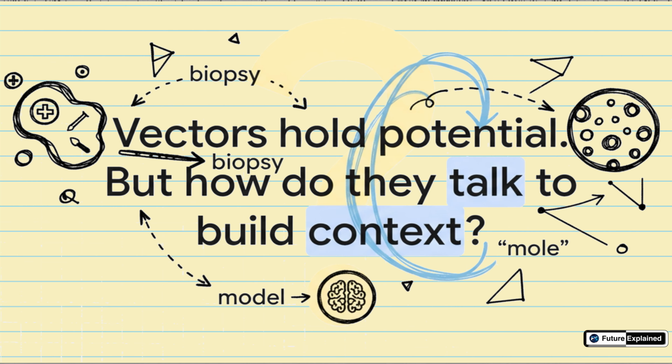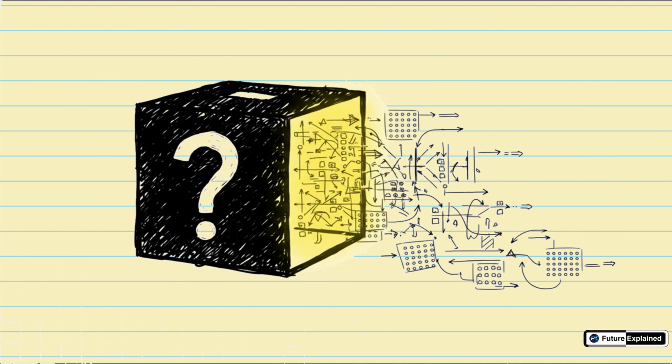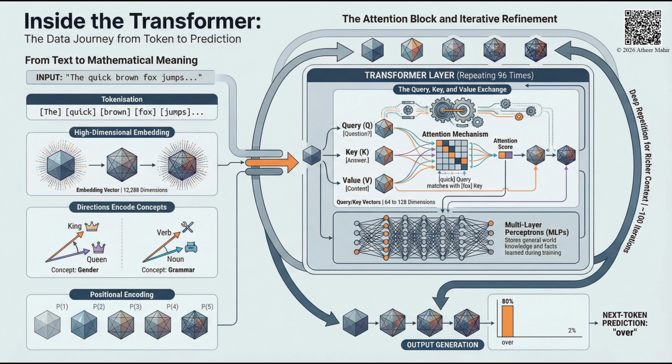And this leads us to the next big question we have to answer. How do these vectors talk to each other? For instance, how does the vector for the word biopsy tell the vector for the word mole to lock on to its medical meaning? How does the information flow between them to build a single clear context? Well, in part 2 of our series, we're going to open up that black box. We'll explore the core mechanism that makes this communication possible, and it's called attention. This is the engine that allows these vectors to pass messages back and forth, building the rich, dynamic understanding that makes today's LLMs so incredibly powerful.